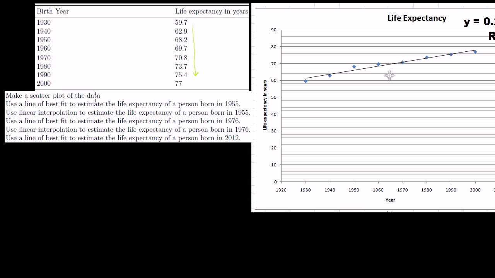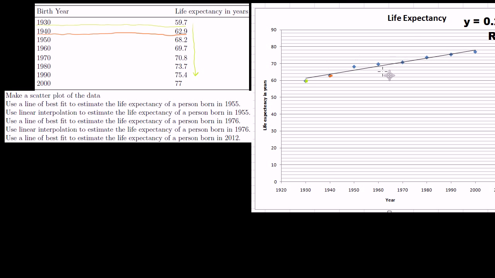I did this on Excel ahead of time, and this is what I got. As you can see, in 1930 it was 59.7. In 1940 it was 62.9. These blue dots are just plotting each of these data points. 1930 is that data point right there. 1940 is that data point right there. So I just went ahead and plotted all of them.